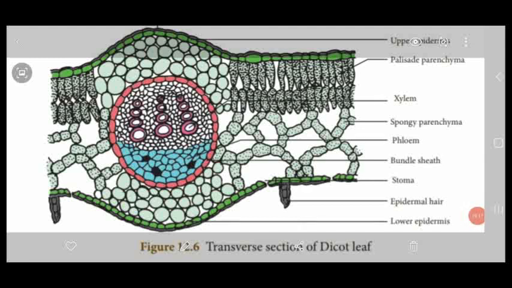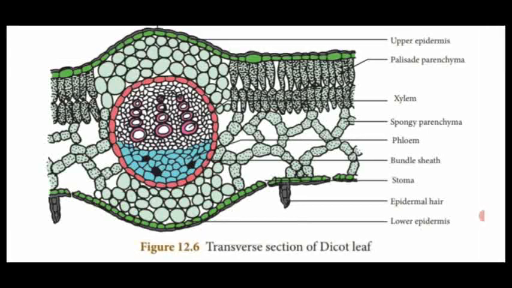Dear students, this is the transverse section of a dicot leaf. See the diagram. The outermost layer is called the epidermis, made up of a single layer of closely packed parenchymatous cells. This epidermis is differentiated into upper epidermis and lower epidermis. The upper epidermis is enclosed by a thick cuticle layer.